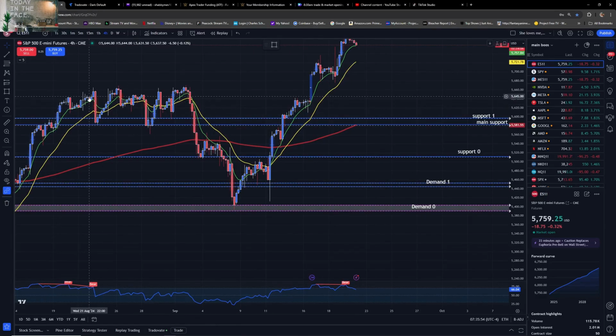Look, we went all the way up above support, came back down to support. Went all the way above support, came back down to support. Went all the way above support, came back down to support, finally broke through. But we got strong reaction.